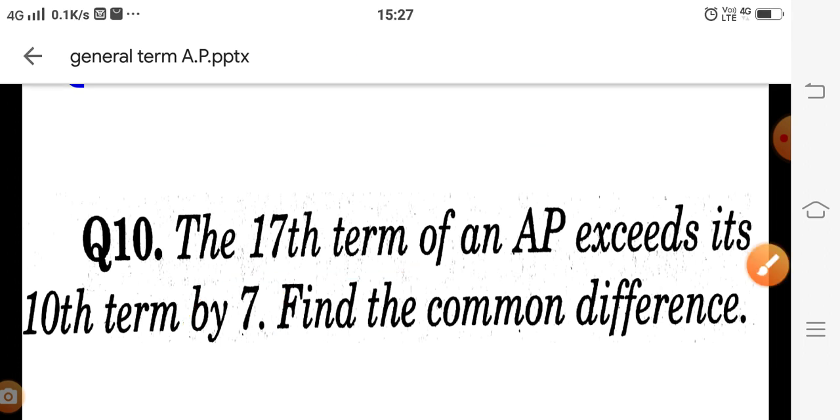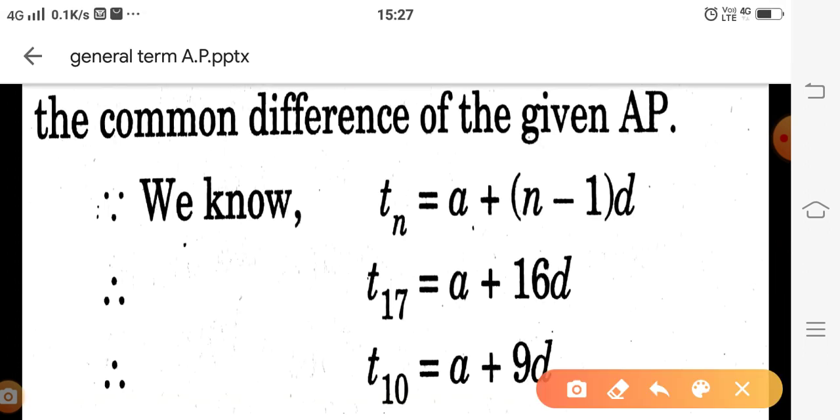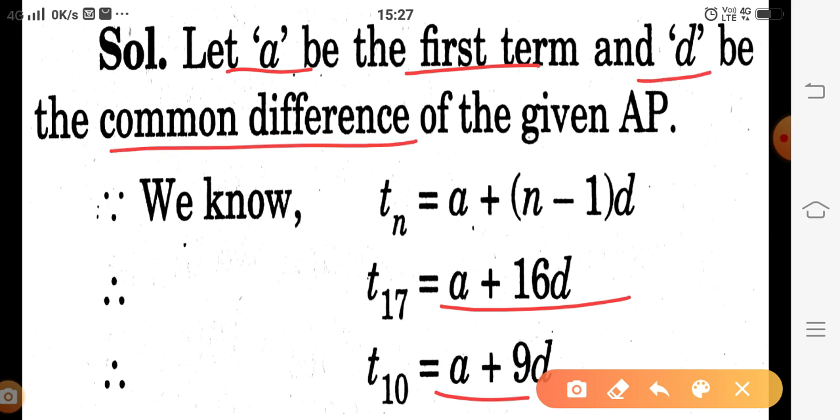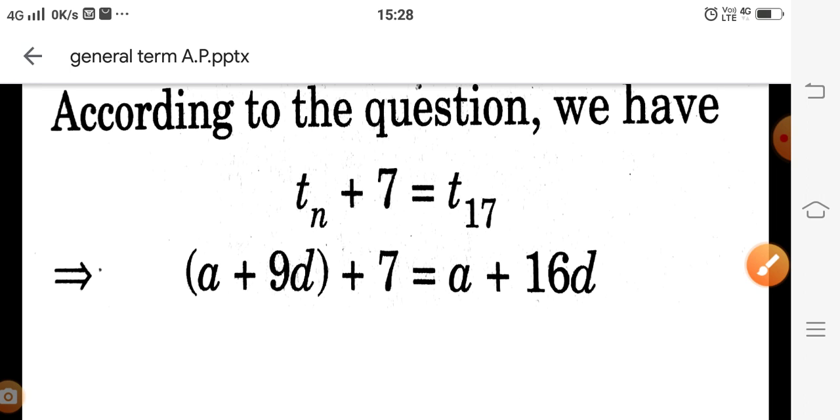Then I am using the concept here, and the 17th term we are getting as a plus 16d, and the 10th term we are getting as a plus 9d, where a is the first term and d is the common difference. And the relation between the 17th term and the 10th term is given. Then by using that relation we are getting this.